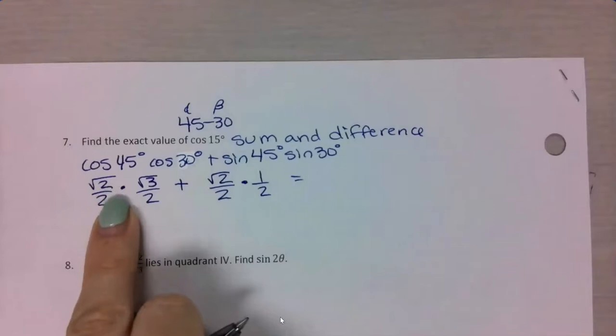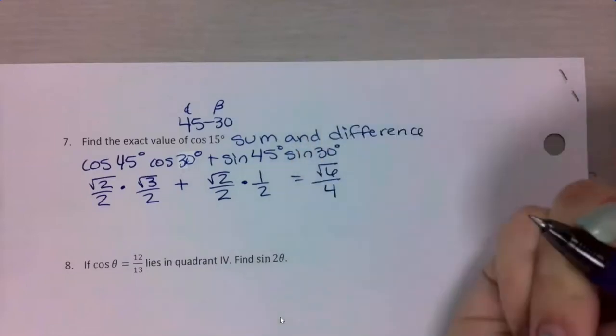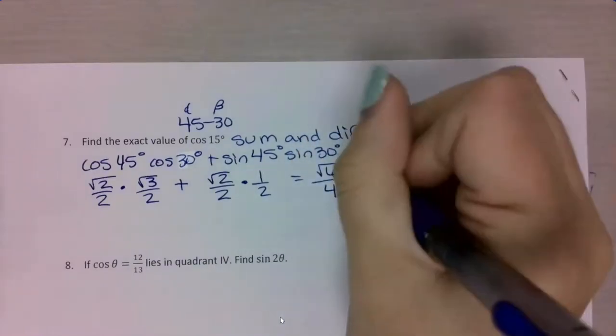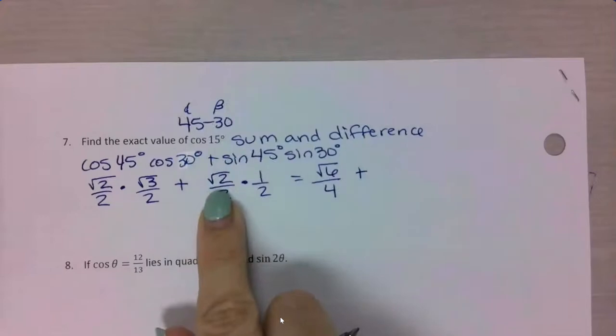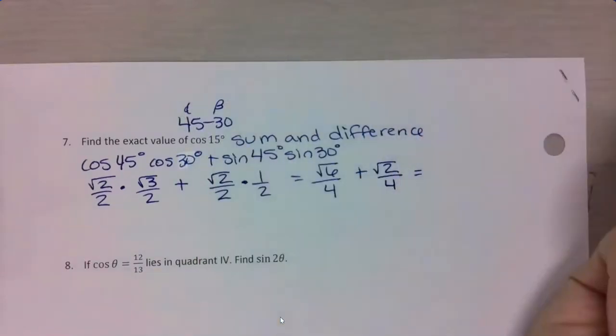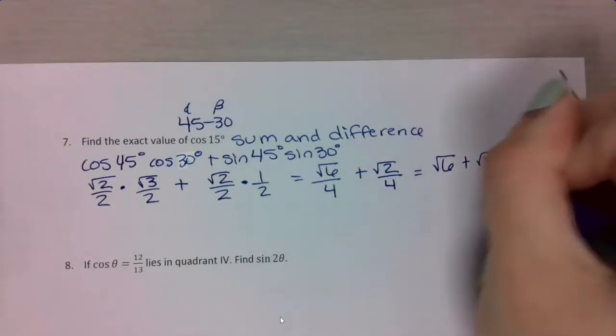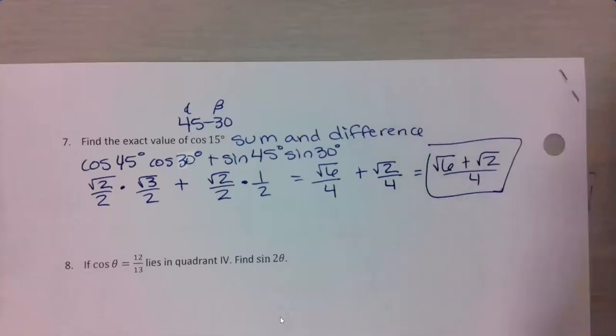This first fraction right here, I multiply together. Square root of 2 times the square root of 3 is square root of 6. The denominators multiply together to give me 4. Over here, square root of 2 times 1 gives me square root of 2. Again, my denominator is 4. I just want to go ahead and make this one giant fraction. So this is my final answer.